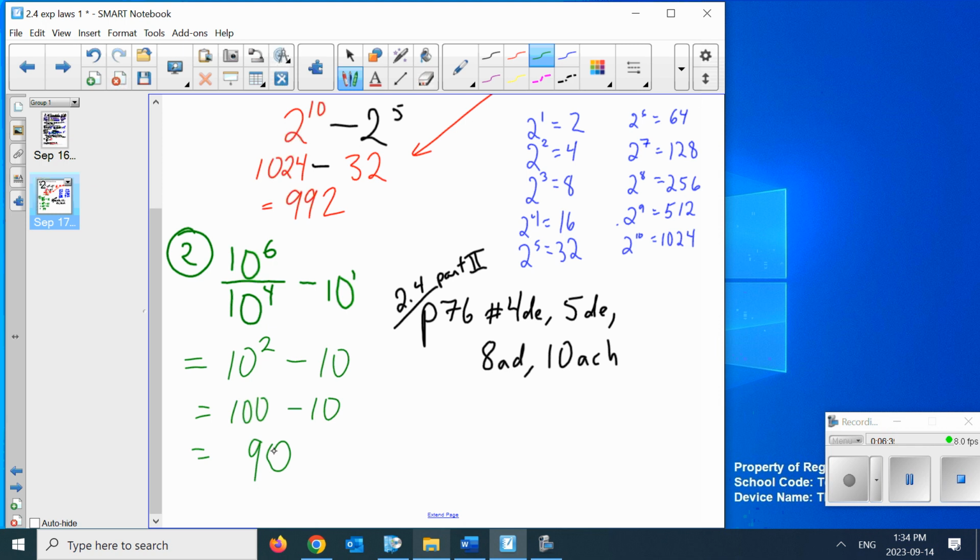Here's your second part. This you should be able to do within the classes. I'm going to stop the recording and we'll get working.